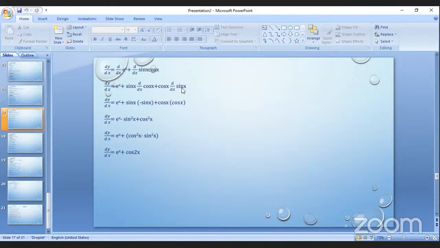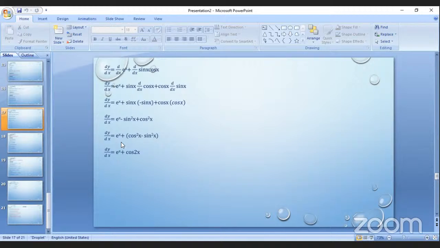dy by dx equal to e power x plus sin x into d by dx of cos x, which is minus sin x, plus cos x into d by dx of sin x, which is cos x. So dy by dx equal to e power x plus minus sin square x plus cos square x. dy by dx equal to e power x plus cos square x minus sin square x.